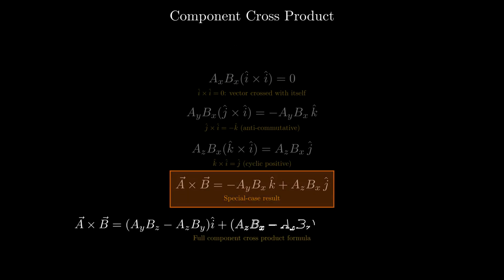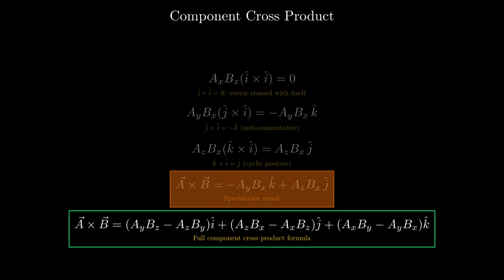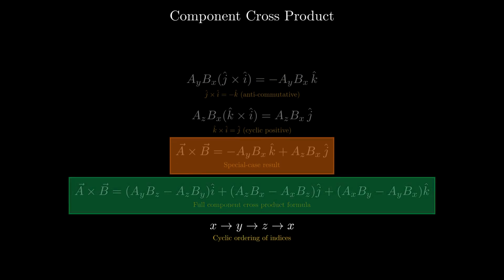Now generalize to an arbitrary b with all 3 components. The same expansion yields the full formula. a cross b equals a sub y b sub z minus a sub z b sub y in the i hat direction, plus a sub z b sub x minus a sub x b sub z in the j hat direction, plus a sub x b sub y minus a sub y b sub x in the k hat direction. Notice the cyclic pattern. Each component skips its own axis, cycling through x, y, and z.